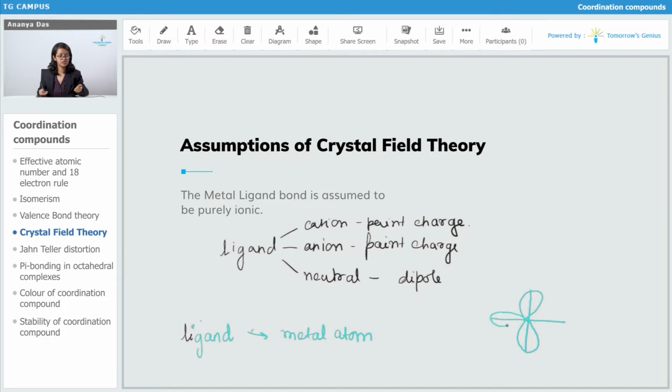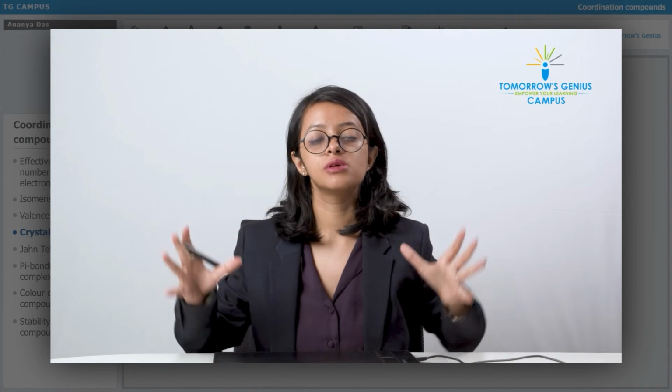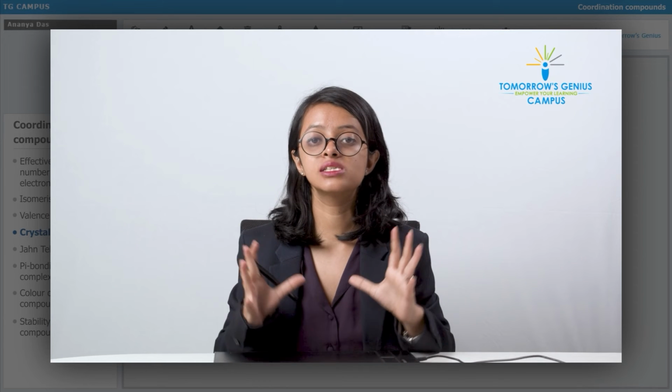So this is the axial d orbital, dx square minus y square, and this is the non-axial orbital. Now when the ligand is approaching the metal atom, what is happening? The ligand is very far away. So if the ligand is very far away, then the field of the ligand is spherically symmetric.